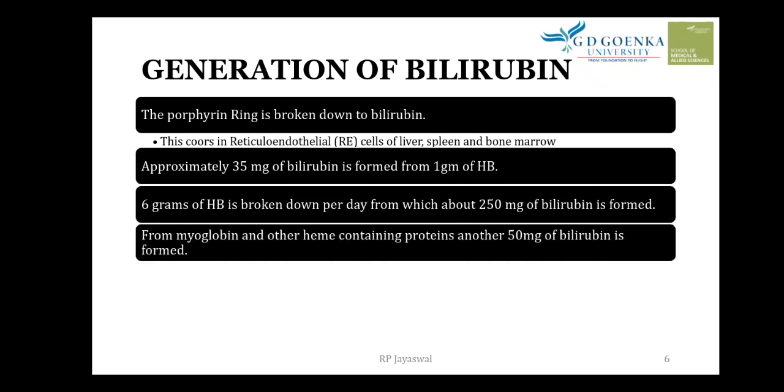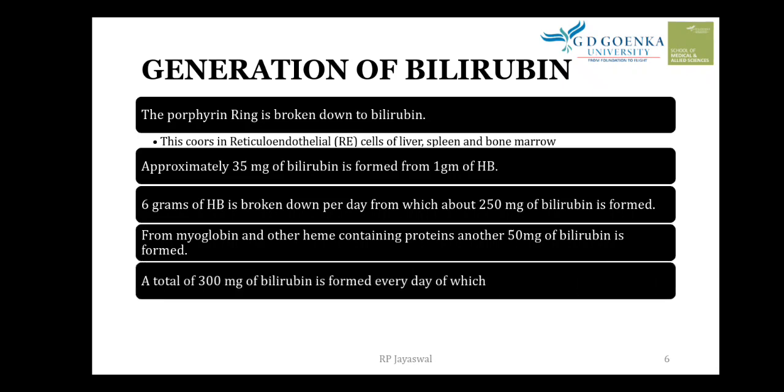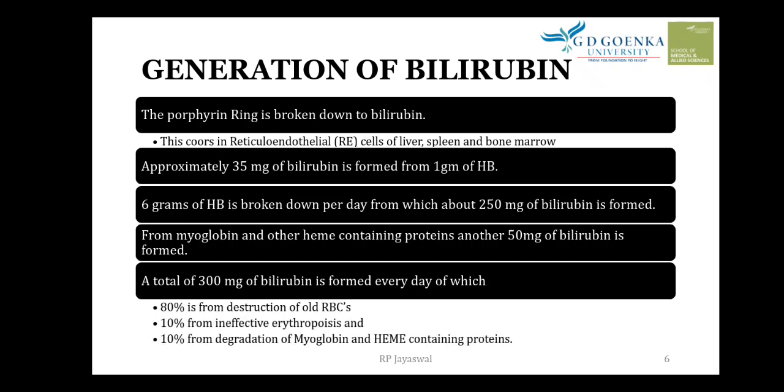From myoglobin and other heme containing proteins, another 50 mg of bilirubin is formed. So we can see here that 250 mg of bilirubin is released from 6 gram of hemoglobin every day, whereas 50 mg of bilirubin is released from non-hemoglobin molecules like myoglobin and other heme containing proteins. So overall, a total of 300 mg of bilirubin is formed every day, of which 80% is from destruction of whole red blood cells, 10% from ineffective erythropoiesis, and 10% from degradation of myoglobin and heme containing proteins.